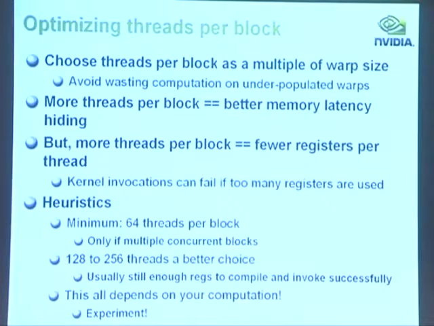Okay. Also, you want to choose thread blocks that are a multiple of the warp size. So you don't want to run 50 threads. You want to run 32 or 64 threads, for example, because otherwise you're wasting threads because warps are SIMD. So John Stone gave an example of padding that out to even out the performance. With more threads per block you can better hide memory latency, but more threads per block means fewer registers per thread. So there's a trade-off there, either more blocks or more threads per block. Some heuristics: usually a minimum of 64 threads per block is good, but only if you're going to be able to have multiple concurrent blocks.